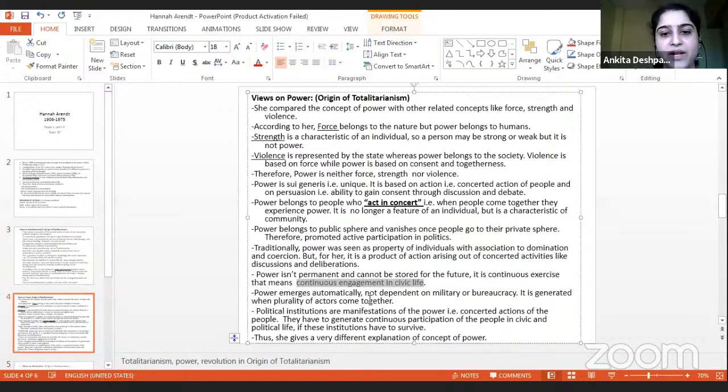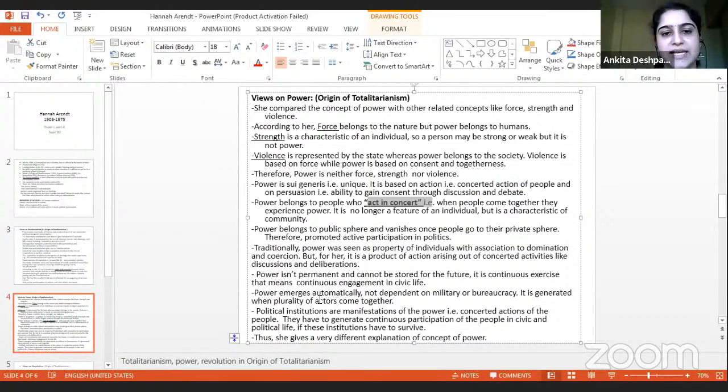All right. Power emerges automatically, does not depend upon military or bureaucracy. See, power, she says, is going to come automatically. It does not depend upon anything. Why do you require bureaucracy or military? To force somebody. But she says that is not power, that is violence. If you require a military, if you require a bureaucracy, that is violence under state, not power. Power is people like you and me coming together, united we stand, we are power. State, military, bureaucracy is violence.